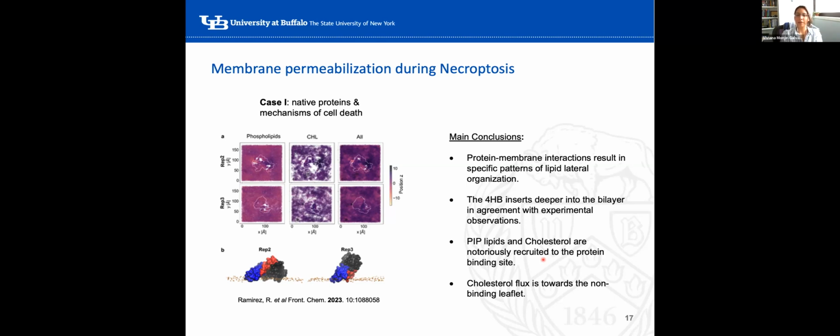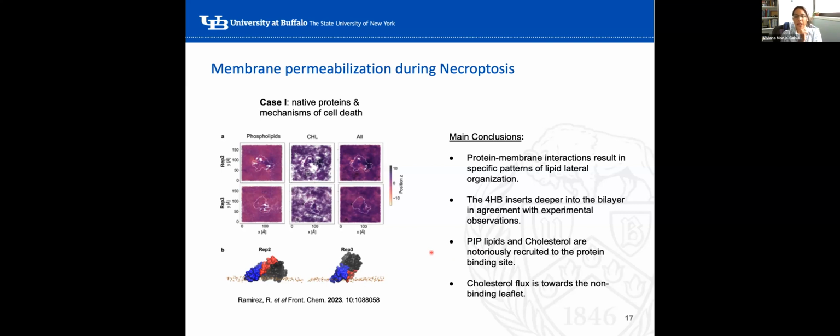depending on the protein domain that interacts with the membrane. The 4 helical bundle, which in experiment is known as the killer bundle because it's believed to be in charge of the permeabilization of the membrane, in our simulations is the protein domain that can insert inside the membrane past the phosphate groups of the lipids, which are shown in orange tiny spheres on the slides. PIP lipids or inositol lipids and cholesterol are notoriously recruited to the protein binding site.